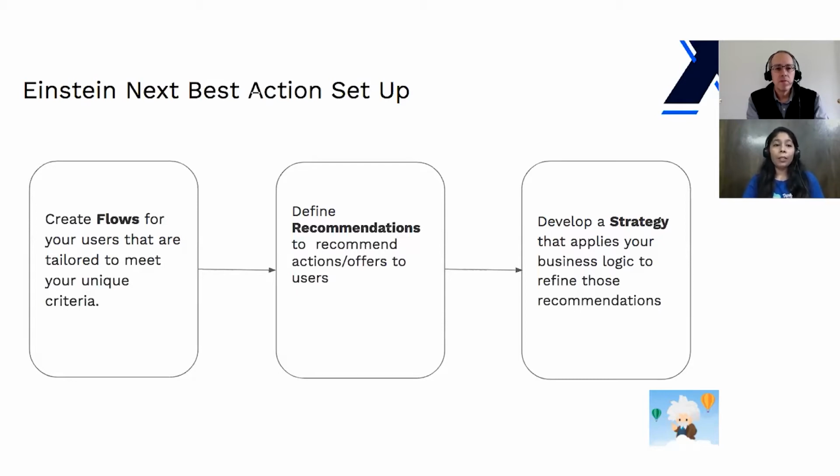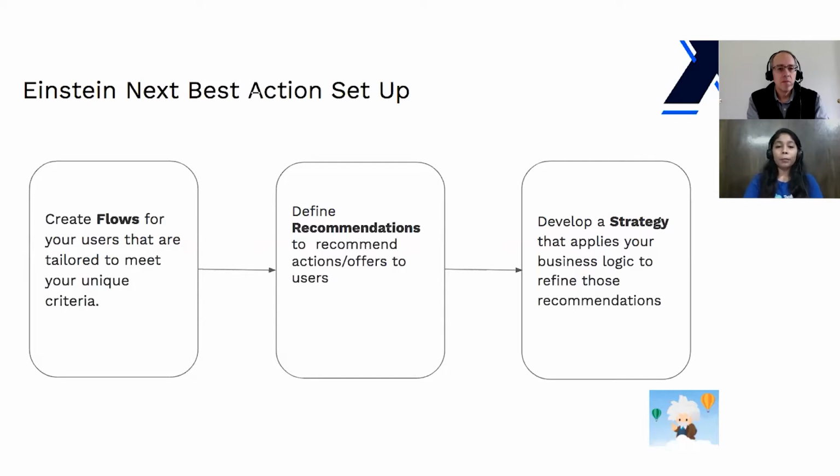Now recommendations are used to surface these flows via strategy to the record. Recommendation is something that uses flows as its core, so without a flow, you will not be able to create a recommendation. When you have created recommendations, you'll have to go ahead and set up a business logic, which is called a strategy in Next Best Action, where you define everything that happens to your recommendations. So this is it: flows, recommendations, and then strategy, and you're ready to go for the Next Best Action.